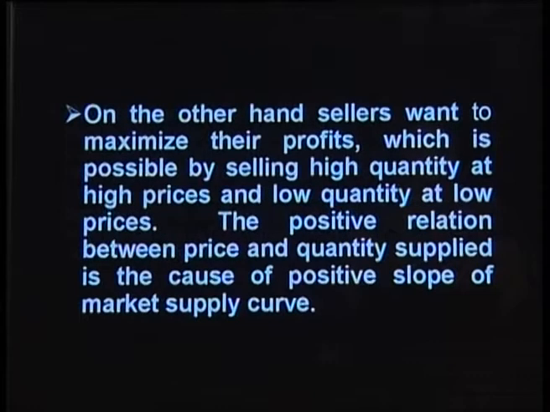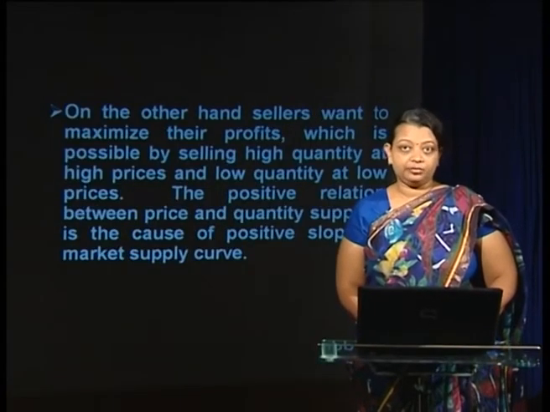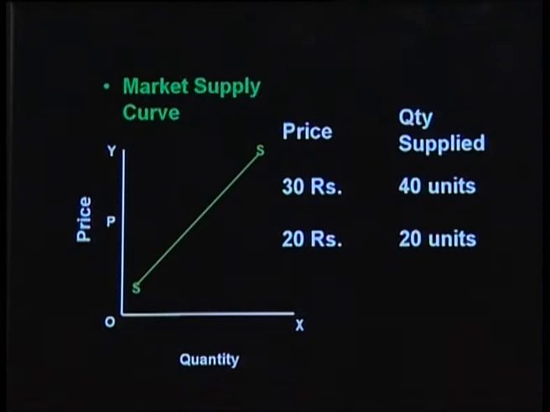On the other hand, sellers want to maximize their profits, which is possible by selling high quantity at high prices and low quantity at low prices. The positive relation between price and quantity supplied is the cause of the positive slope of the market supply curve. It will be more clear with the help of a diagram.